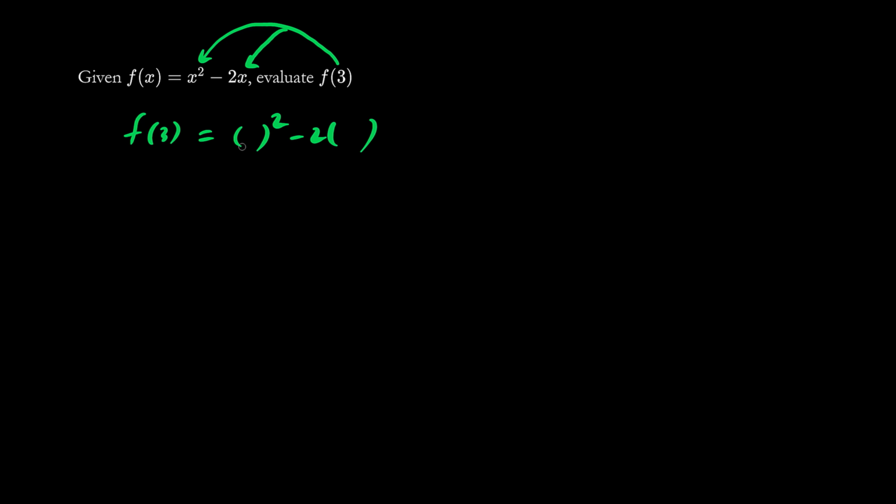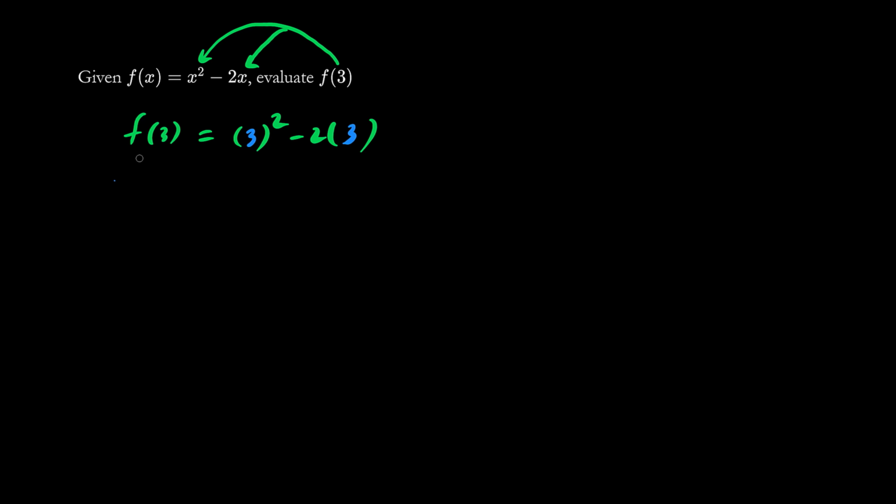f of x equals x squared minus 2x. Let's evaluate f of 3. So this is our input of 3, and we need to remember to substitute each and every single occurrence of x. We're going to replace every x with the number 3. So f of 3, that's our input, is equal to something squared minus 2 times something. And that something is the number 3.